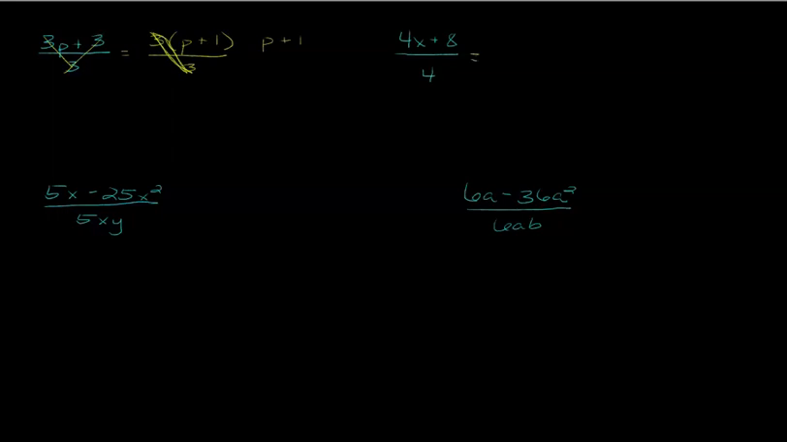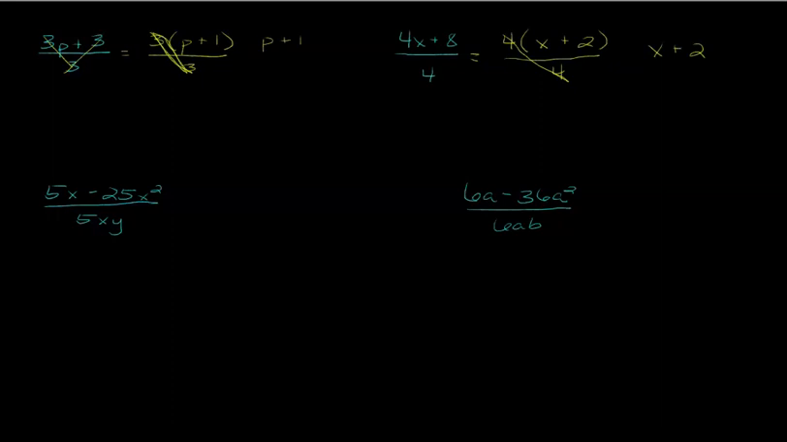Here, let's look at the top. You can factor 4 out of the top. So 4x divided by 4 is x. 8 divided by 4 is 2. You have that 4 on the bottom, and these can cancel each other out, so you're left with x plus 2.